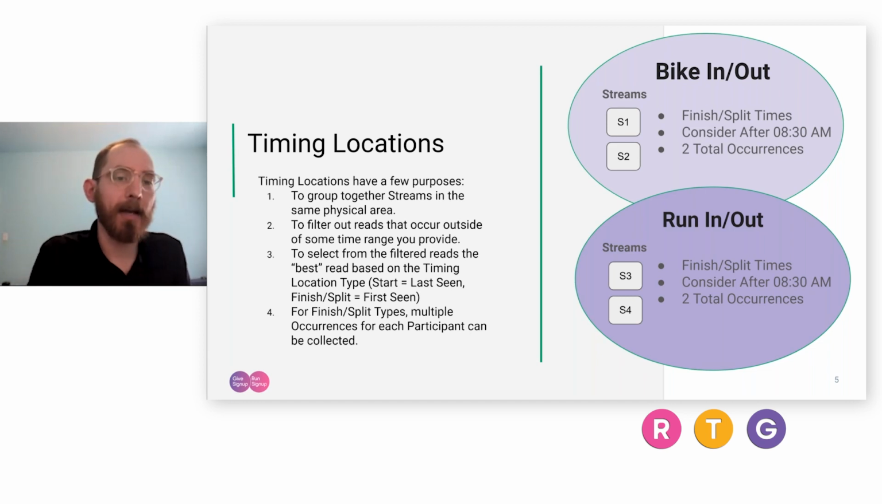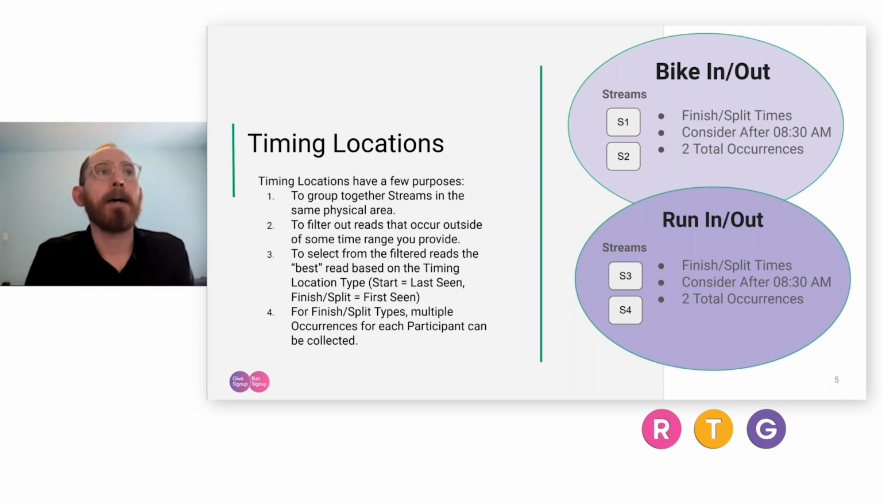So you might have, like your finish line, you know that the earliest finisher across all of the events in your race is not going to get to the finish line before 12 p.m. So you would set your timing location, start considering finish times after time filter to 12 p.m. And then all of the reads before 12 p.m. are going to be ignored. And they'll say that they are ignored because of a time filter.